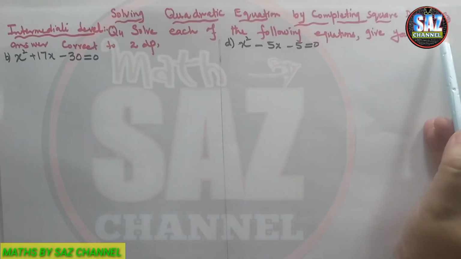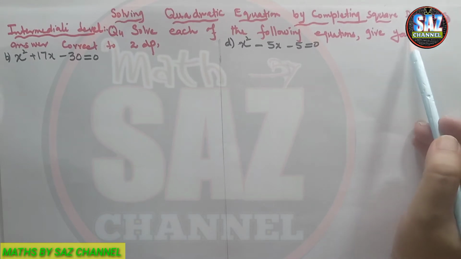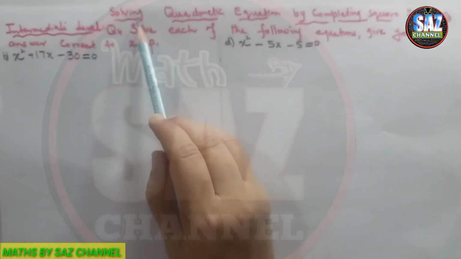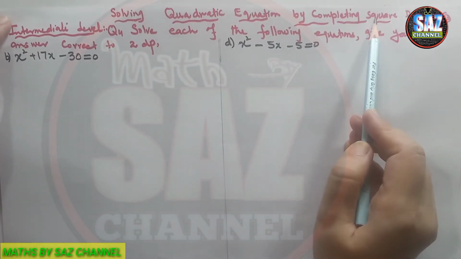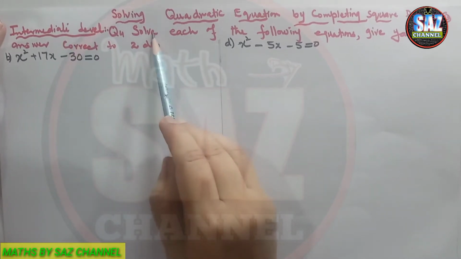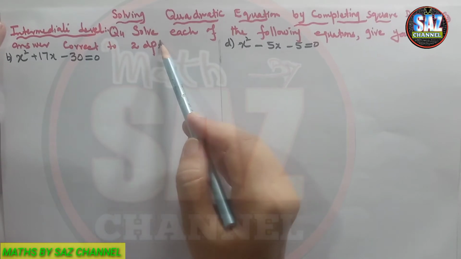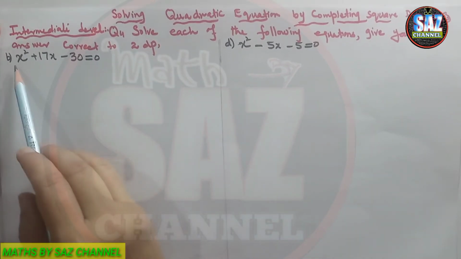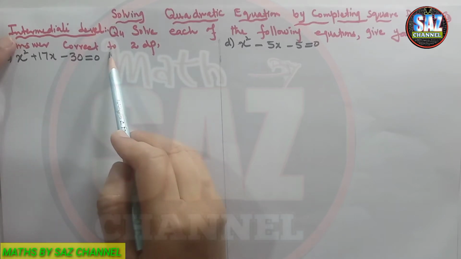This is my 13th lesson of D3 chapter number 1 exercise 1A, about solving quadratic equations by completing the square. In this lesson I will solve question number 4, intermediate level, that says: solve each of the following equations giving your answer correct to two decimal places. Part B of the question is x square plus 17x minus 30 equals 0.